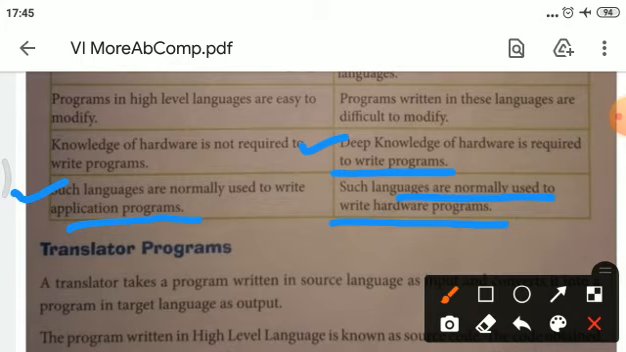Okay students, and this is all about your computer languages. So students, you should keep all the points in your minds related to the computer languages. And in the next video we will cover the translator program.